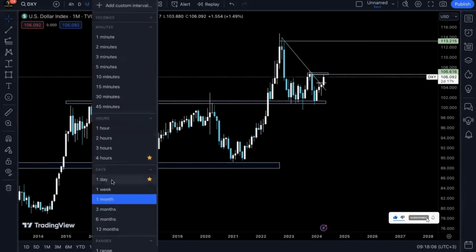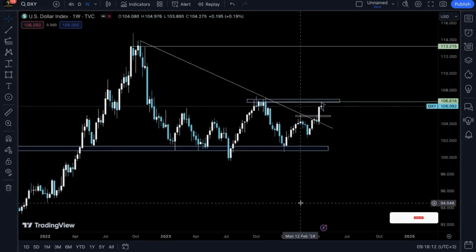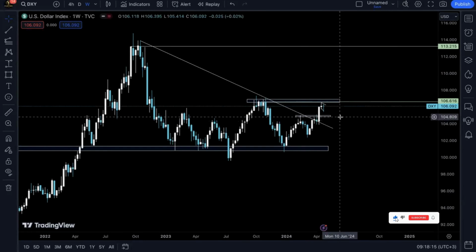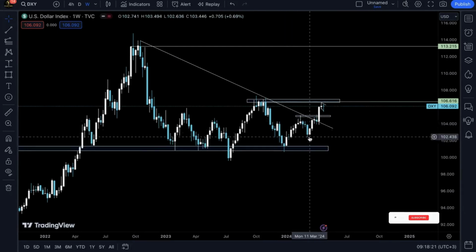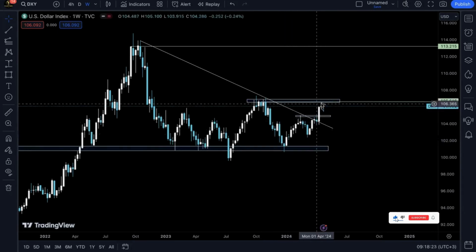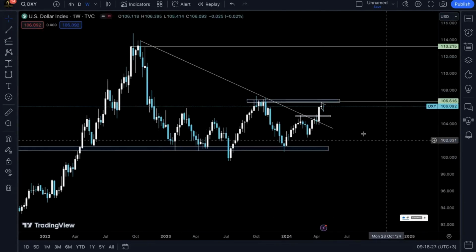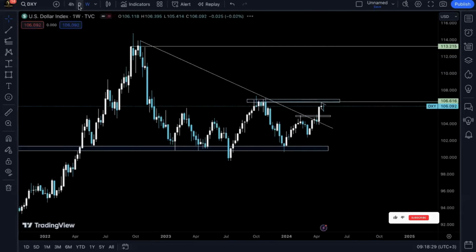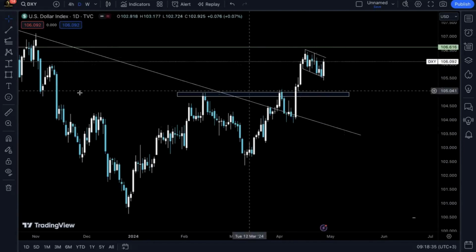Now, with that being said, if we start zooming down on the lower time frames, we can see how prices are playing out. On the weekly time frame, we had prices create this low, high, higher low, and then we had a higher high. So obviously the trend is already in motion, and prices broke above this descending trend line. Now, if we go down to the daily, we can see prices are creating some kind of a flag pattern.